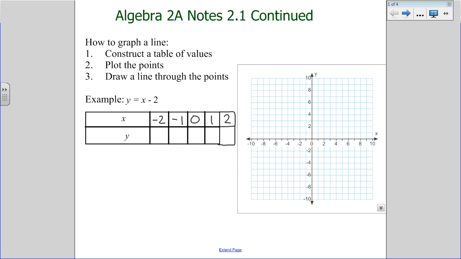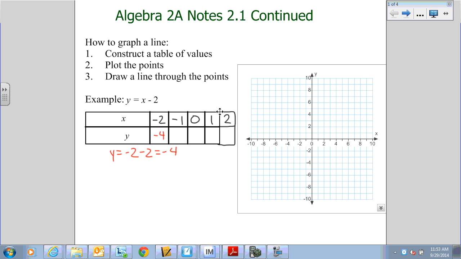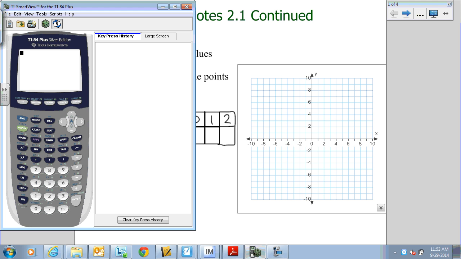Now you have a couple of options. You can do this by plugging those in for x. So you'd have y equals negative 2 minus 2, which is negative 4. You can go through and do that math by hand. The other option is to use the technology that we have. I have over here the keystrokes that we have.